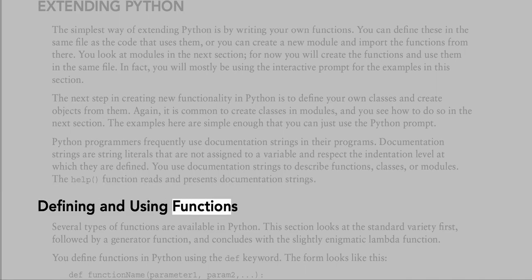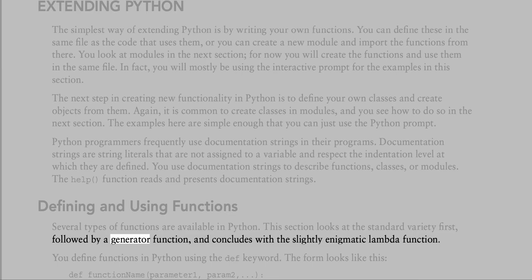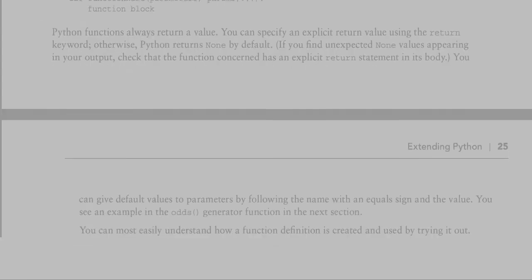Defining and using functions. Several types of functions are available in Python. This section looks at the standard variety first, followed by a generator function, and concludes with the slightly enigmatic lambda function. You define functions in Python using the def keyword. The form looks like this: def function_name(parameter1, param2): function block.